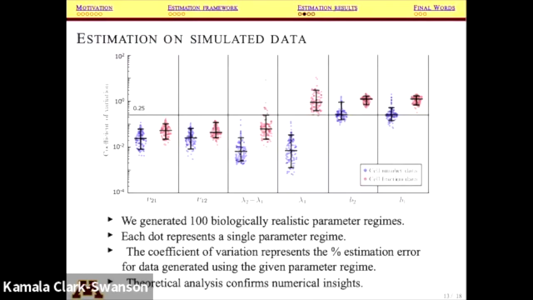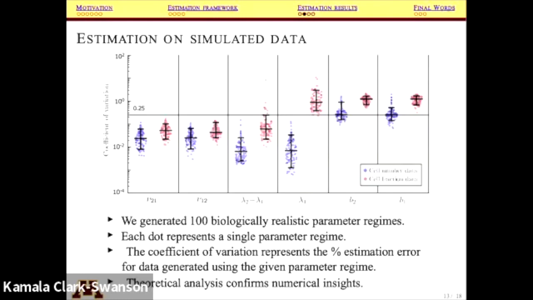So the first thing we did was to apply this framework to computer-generated or simulated data. So in the figure here, if you look at the bottom, you can see the 6 model parameters. You have first the switching rates, then the net birth rates, then the birth rates. The blue dots are showing results using cell number data, the red dots using cell fraction data. And so what we did is that we generated 100 different parameter regimes, so 100 sets of values for these 6 parameters. And each dot in the figure represents one parameter regime.